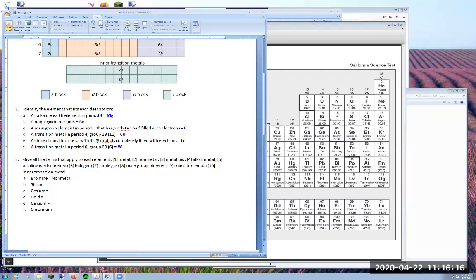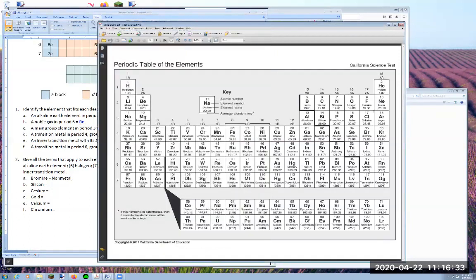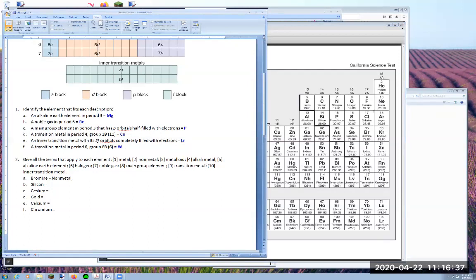What else? So if it's a non-metal, it cannot be a metal or a metalloid. So move on. Is it an alkali metal? Obviously no, because it's a non-metal. Can it be an alkaline earth element? No, because those two are group 1A and 2A. Halogen, is it a halogen? Yes, it's a halogen.